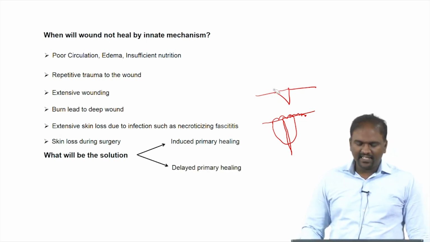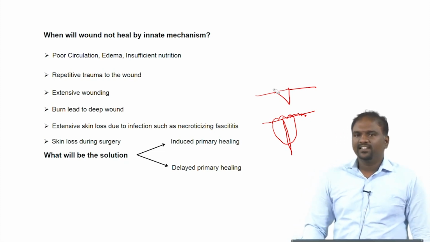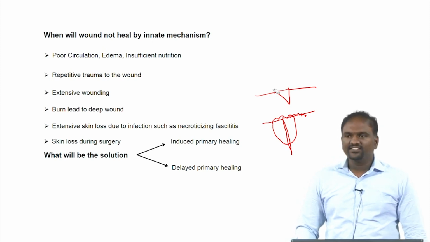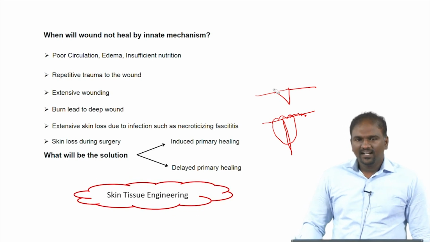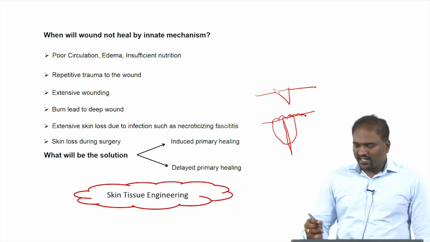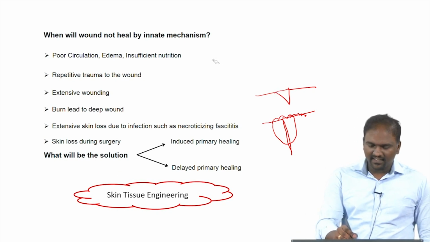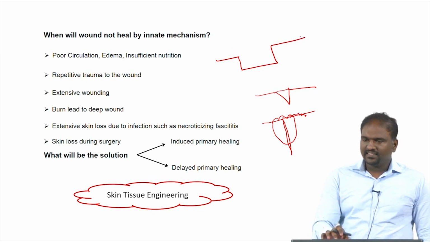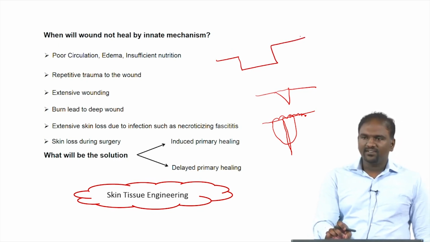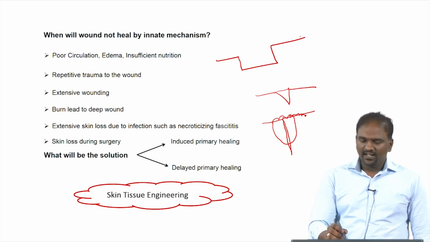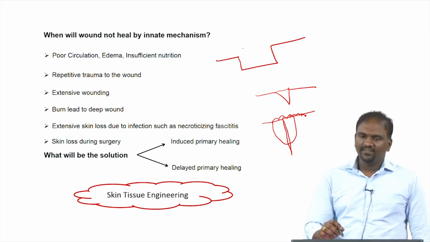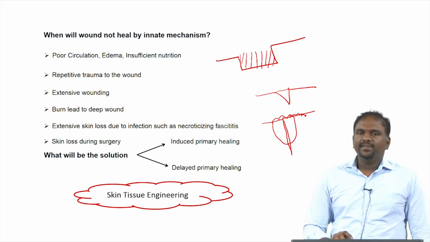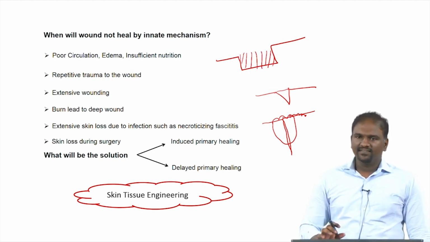The second step is delayed primary healing. In delayed primary healing we will be talking about skin grafts or tissue engineered products. Consider we have a wound like this. Both sides of the skin cannot be brought together and we cannot stitch it. So for the fibroblasts to grow, we need to keep something over here. That will be achieved by the graft we are developing.